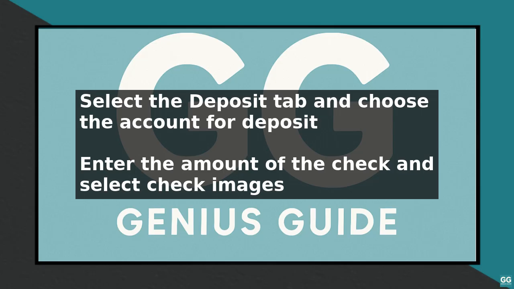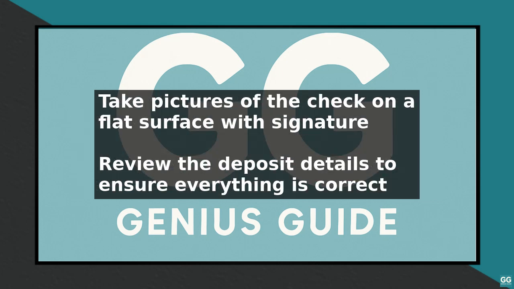After you have taken the pictures, review the deposit details to ensure everything is correct, including the account number, check amount, and check images. If everything is correct, select Submit to send the deposit to Wells Fargo for processing. You will then receive a confirmation that your deposit has been received and is being processed.